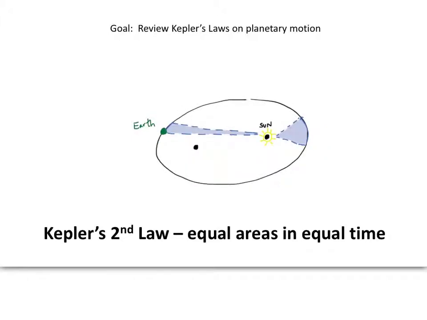This relationship is expressed as Kepler's second law. And at first glance, it seems awfully confusing. The law says that a line between the planet and the Sun sweeps out equal areas in equal times.